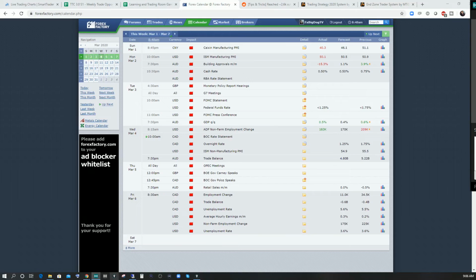Here is the calendar, and as you can see, we do have a lot of news still projected out for today. We've got ADP numbers coming out at, oh, my bad, the ADP numbers did come out at 8:15, and they actually showed a little strength. 183, they were expecting 170. So we did get an uptick in the ADP numbers.